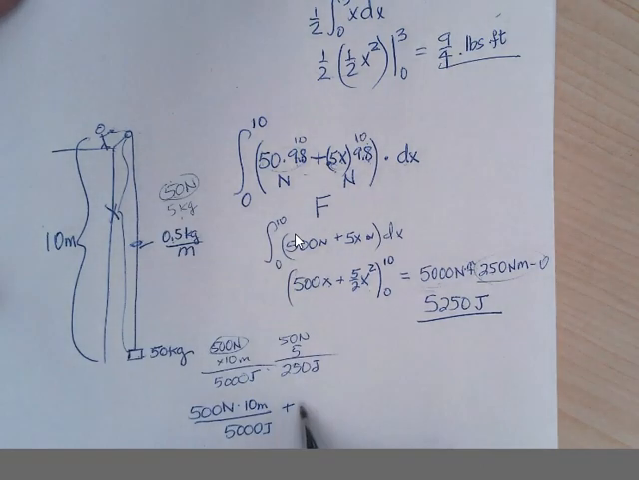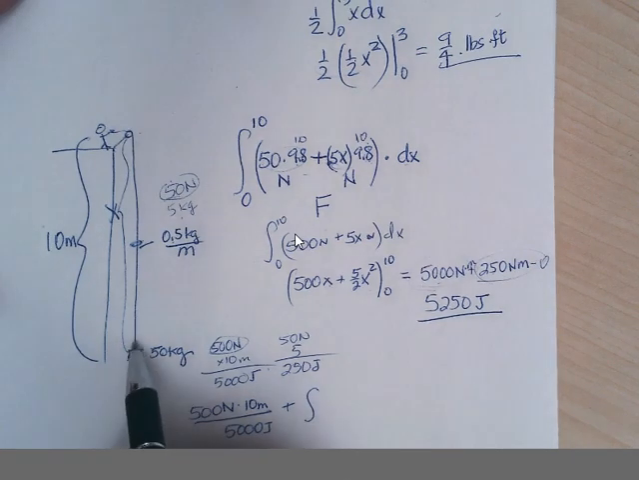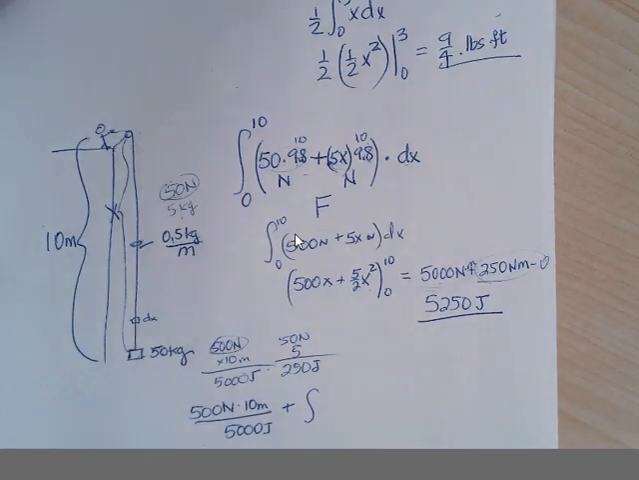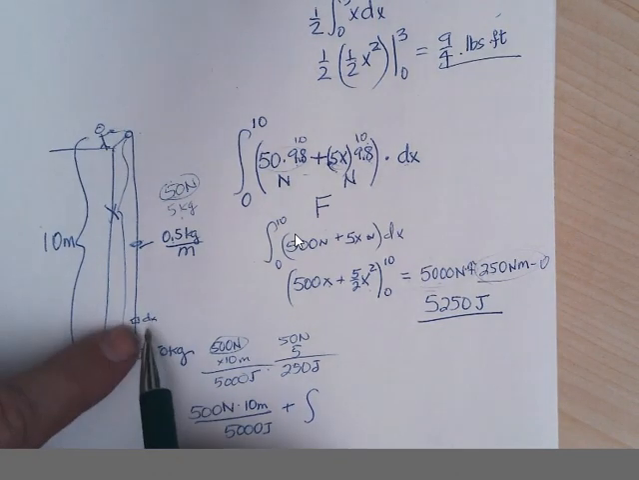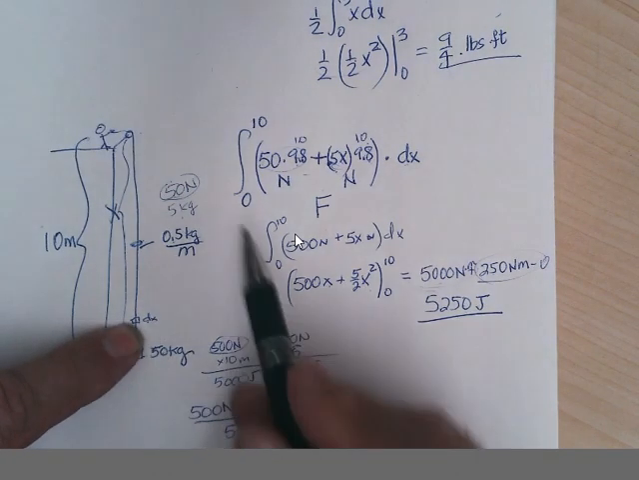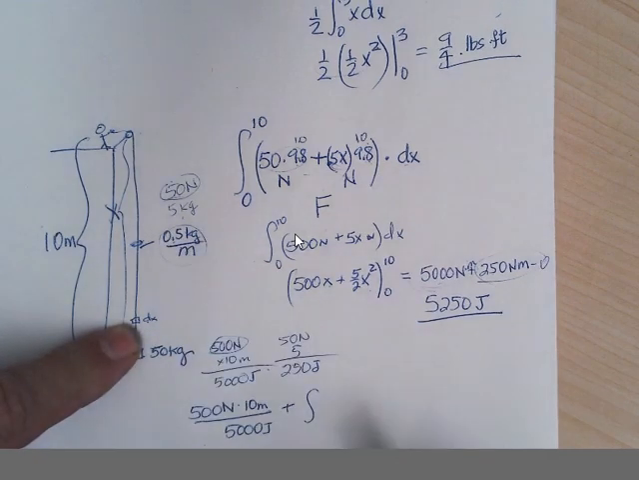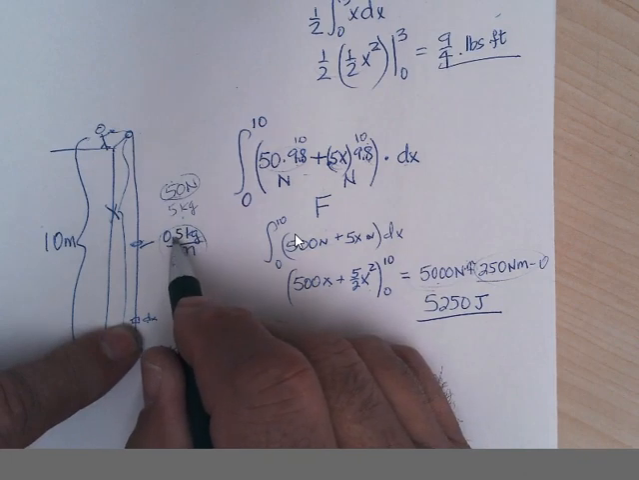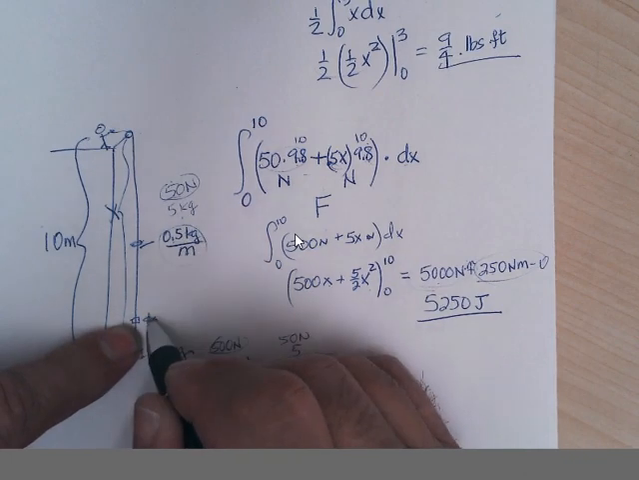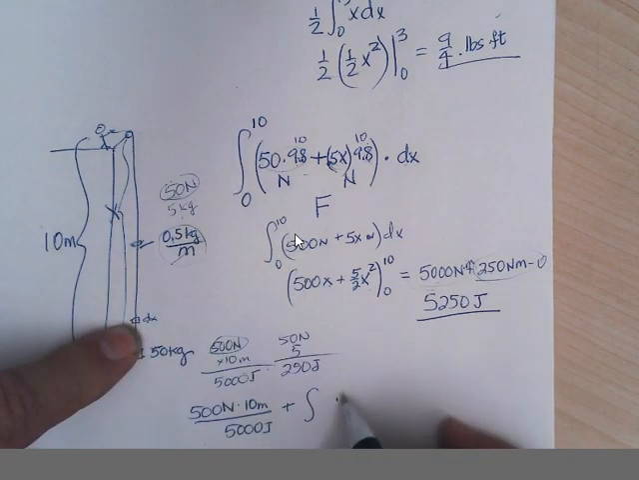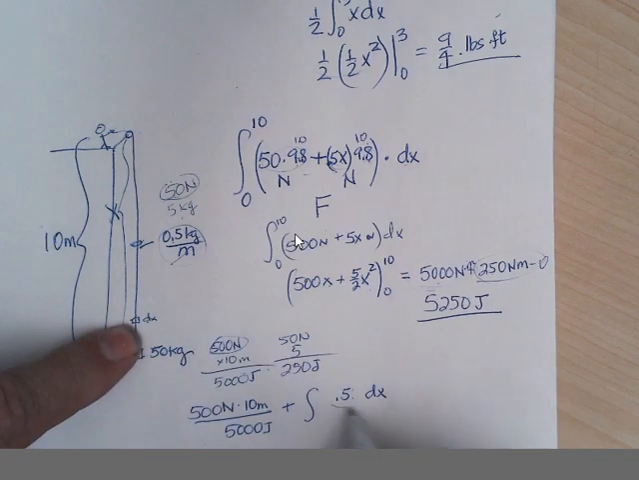So now I'm going to say, okay, I'm going to take a small chunk of the rope, maybe a chunk that's dx long. Now if I take a dx long piece times the density, the linear density of the rope, I get 0.5 kilogram per meter, times this would be kilograms. 0.5 kilograms times dx gives you the kilograms. Take it times 9.8 and I get the newtons.